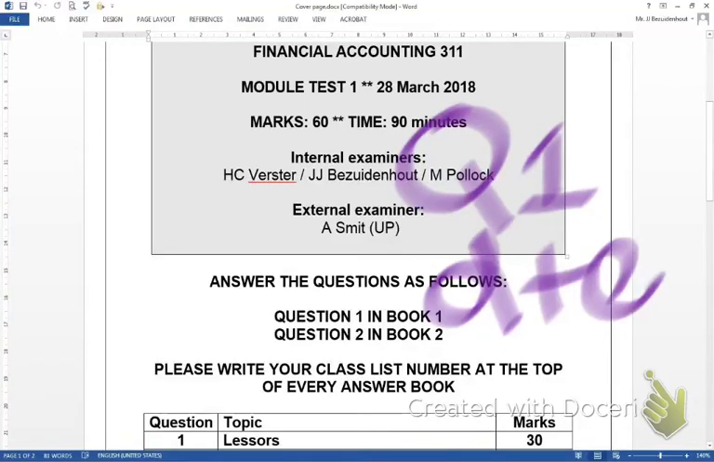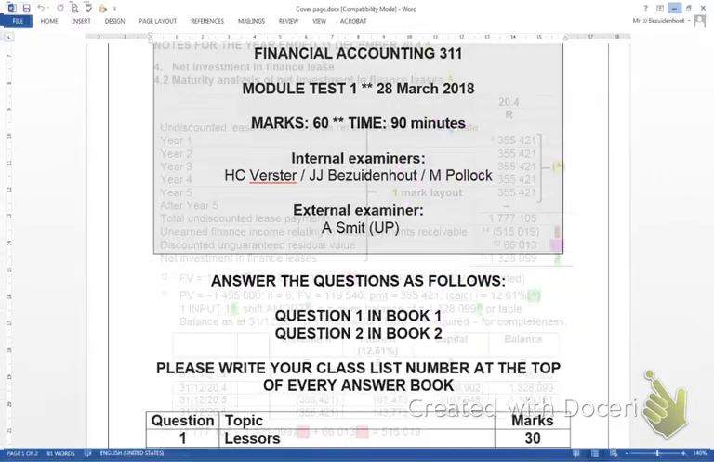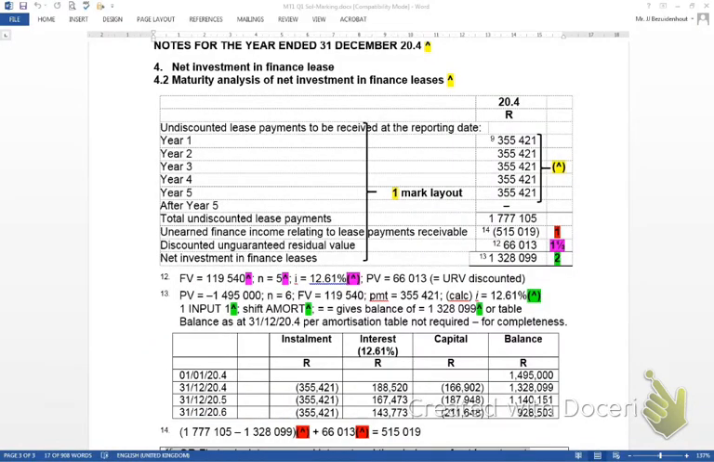Good day again. We are now going to look at Model Test 1 on 28 March. Question 1, D and E. Now firstly, let's start off with the required part.